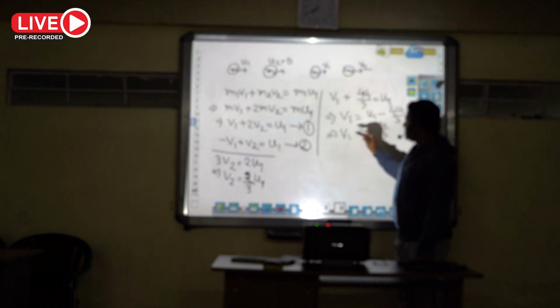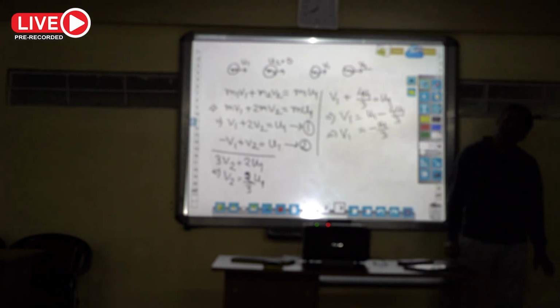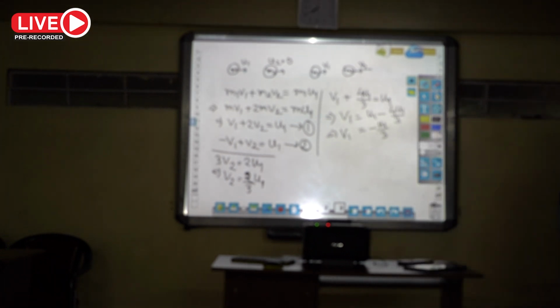Means the first particle is bouncing back because the alpha particle is twice the mass of the neutron. So the neutron after colliding will bounce back. That's why this sign will become negative. Okay.